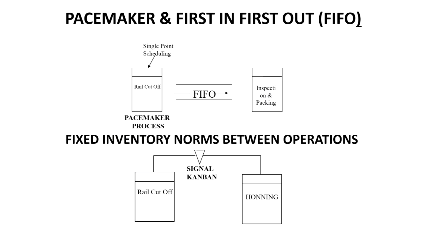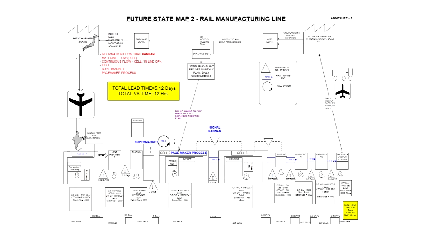With this, we are coming to the future state map. This is our future state map, incorporating all the improvements which I talked about. What we did, rather than planning each process independently, is plan only one particular workstation, which is the pacemaker, which is the bottleneck stage. And then we are following the supermarket concept.